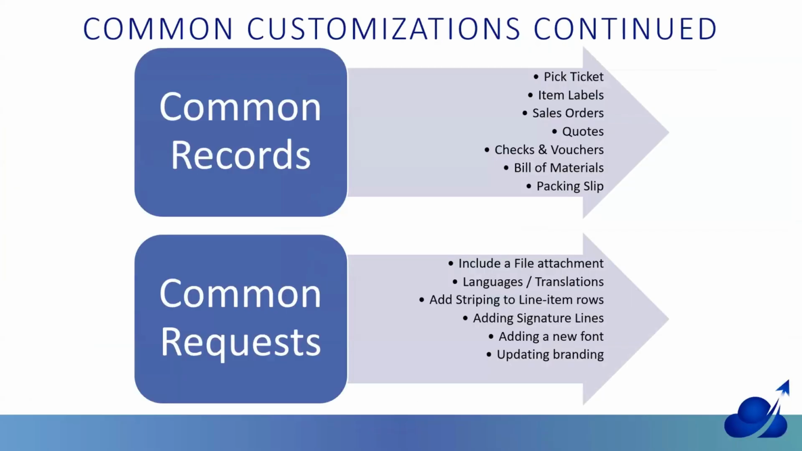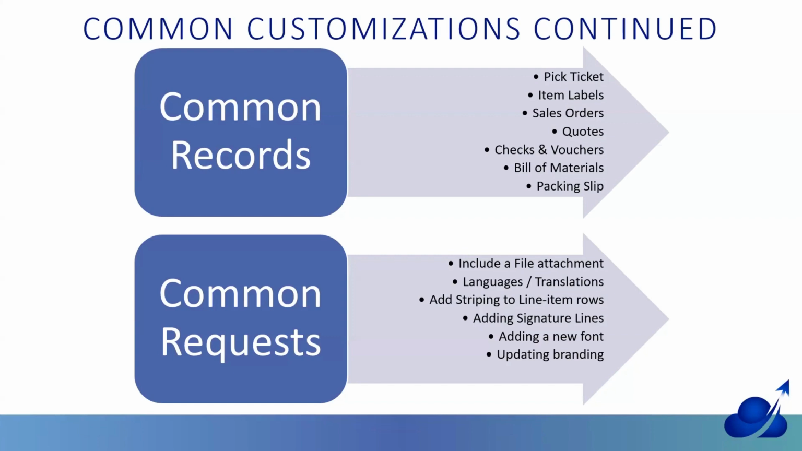Let's see. I'm going to quickly hit on some more common customizations. So I mentioned it before, I put invoices, statements, and purchase orders just as the most common examples, but I also see tons of requests for pick tickets, item labels, sales orders, quotes, checks and vouchers. That's actually a huge one. Bill of materials, packing slip, and then some of the more common requests.